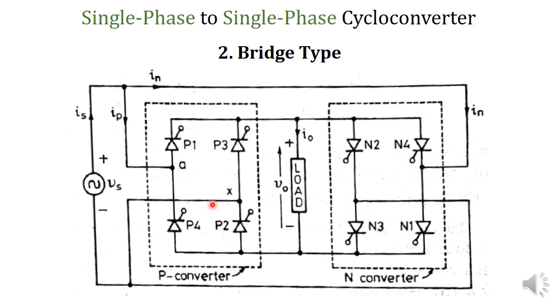Like that, the frequency of the output voltage is controlled, but the remaining things are the same as that of a midpoint converter. That means the output waveforms, the discontinuous and continuous conduction operations, everything will be the same as that of a midpoint type converter. The only difference is in the circuit configuration and control of the circuit. Remaining things are the same, so it is not discussed again.